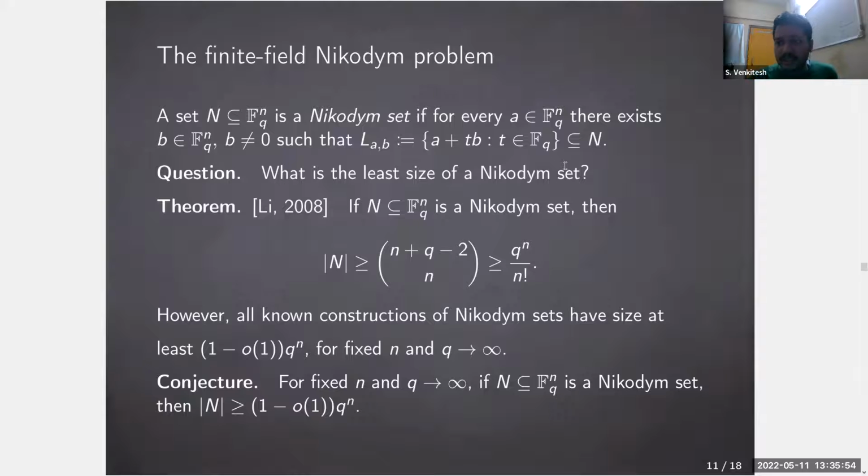That brings us to this conjecture. Is this lower bound in fact much stronger? So the conjecture is that for fixed n and q tending to infinity, every Nikodym set will have size at least (1 minus little o(1)) times q^n. And this conjecture is in fact open even now. There's a partial result that comes from a very different application of the polynomial method, which is what I would like to show you now.